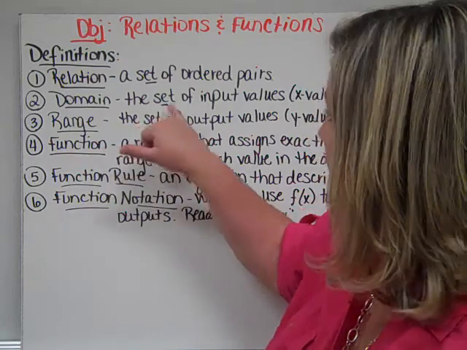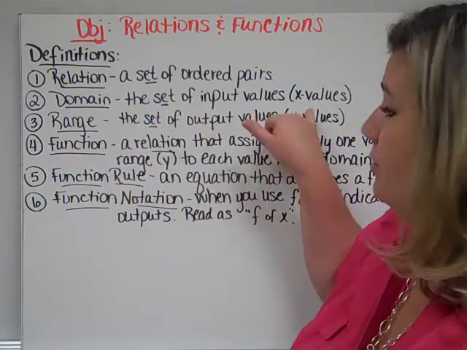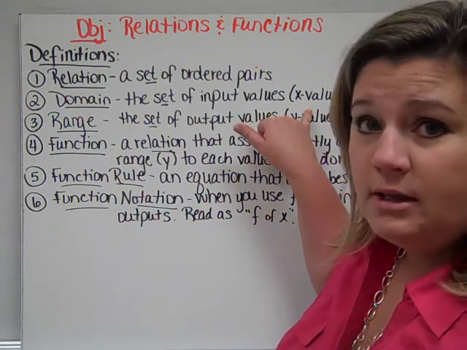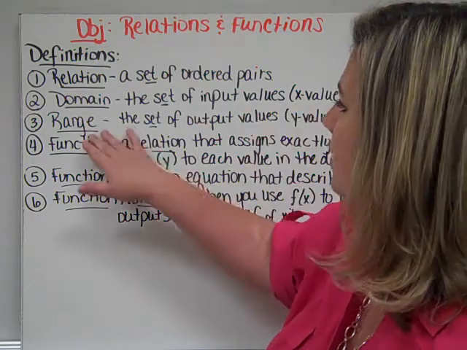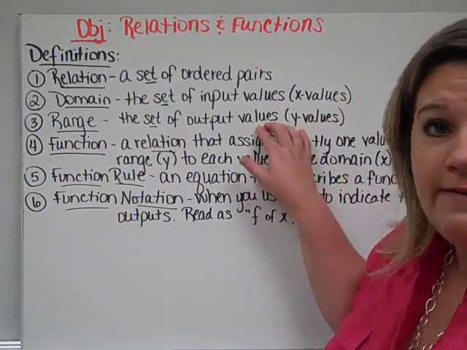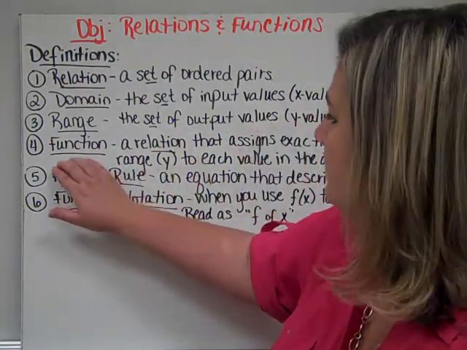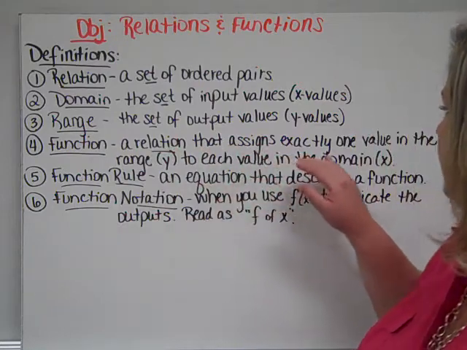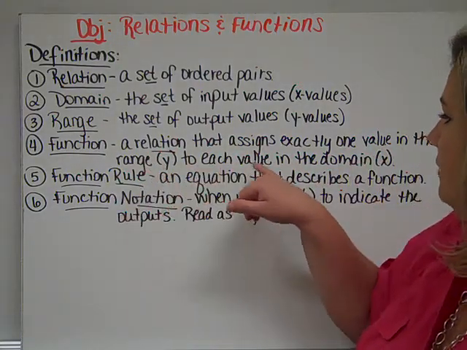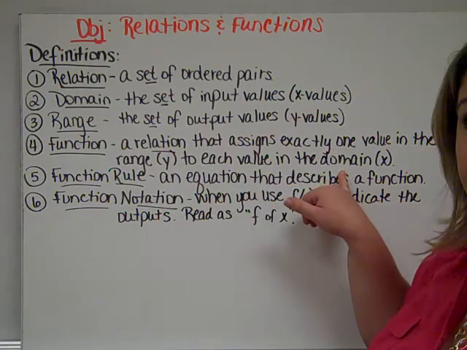Domain, the set of input values. Those would be your x values. So another word to say for your x coordinate is the domain, your x values. Range, that's the set of your output values, your y values. Function, a relation that assigns exactly one value in the range to each value in the domain.